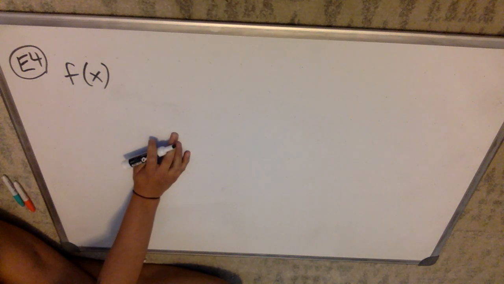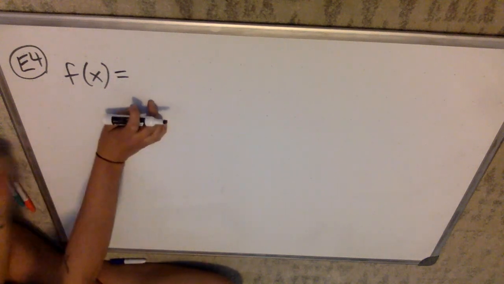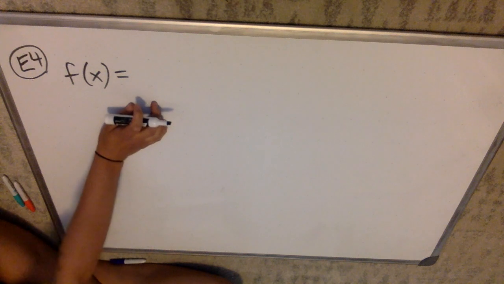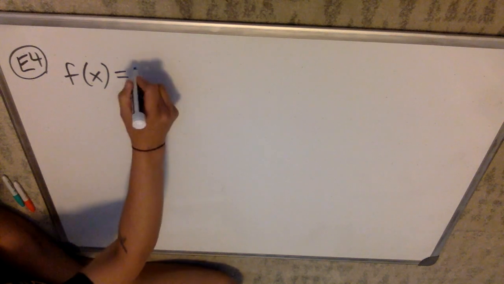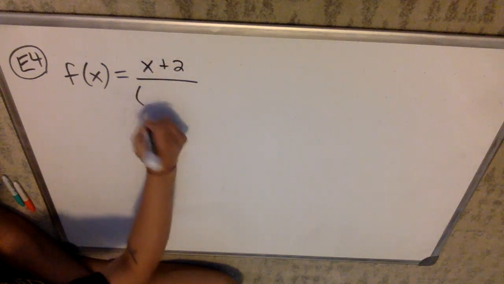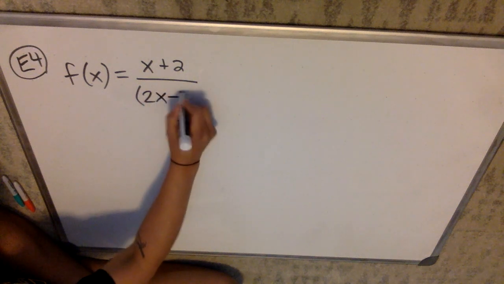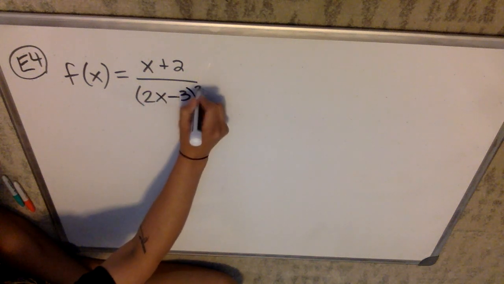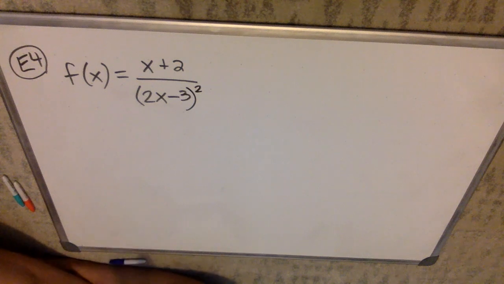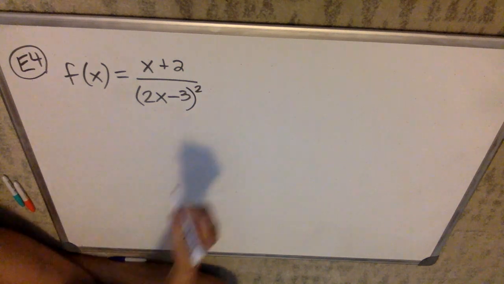So let's go ahead and pick a quotient that has a chain. So let's do x plus 2 divided by 2x minus 3 squared. Okay. Now, technically, you could FOIL out the bottom. It's not a great plan, right?